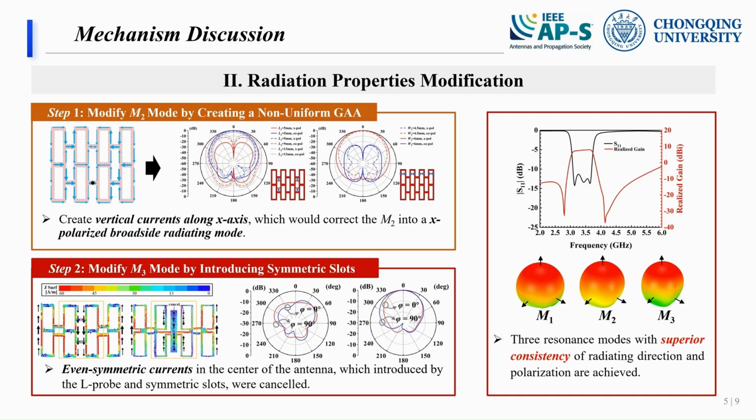Subsequently, in the second stage, the introduced L probe is divided into 2 open-ended strips by its connection point with the grid. This division ensures that the currents on the L probe and the adjacent grid become even symmetric, which eliminates their contribution to boresight radiation. As a result, the proposed antenna design achieves 3 resonance modes with excellent consistency in radiating direction and polarization.